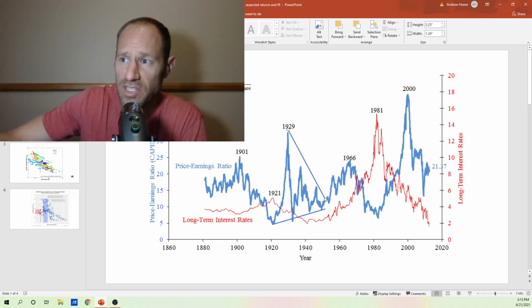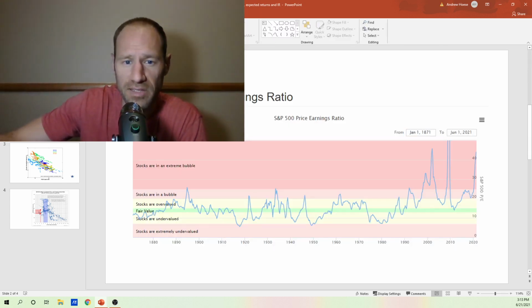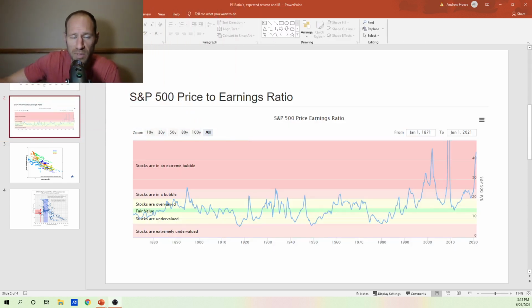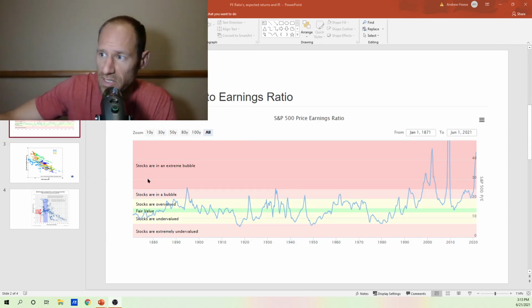Now, this is the current valuation here. It is absolutely ludicrous. This is the S&P 500 price to earnings ratio that we're looking at. And what we're looking at is this high bubble area is stocks are in extreme bubble. And down here is stocks are in extreme undervaluation. And it really only hit the extreme undervaluation a few times in history. And that's where you really want to load up on stocks. I mean, that is like perfect.